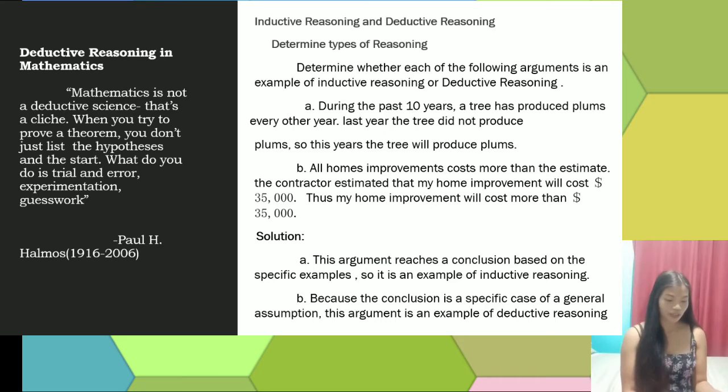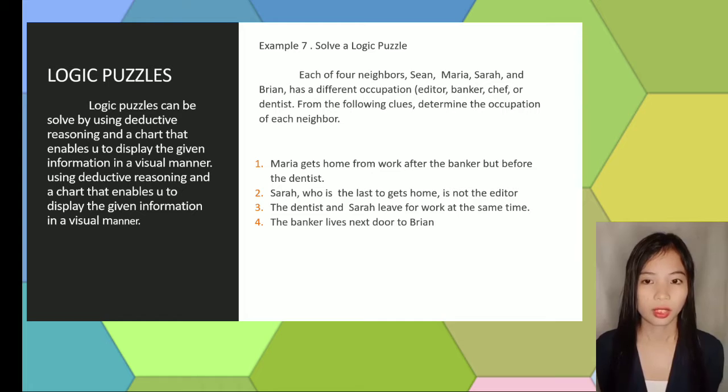Because the conclusion is a specific case of a general assumption. This argument is an example of deductive reasoning. Logic puzzles can be solved by using deductive reasoning and a chart that enables you to display given information in a visual manner.